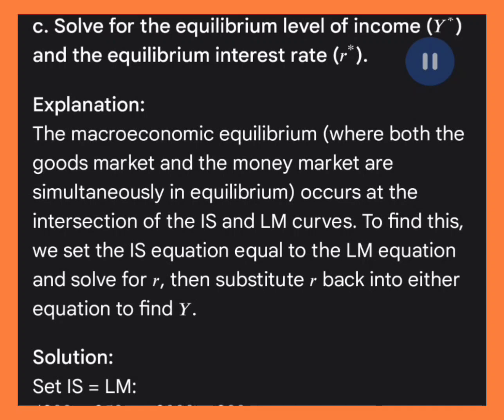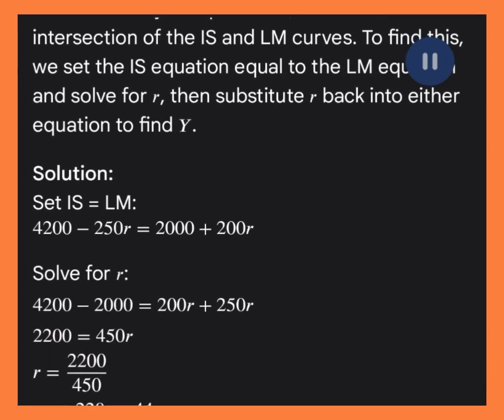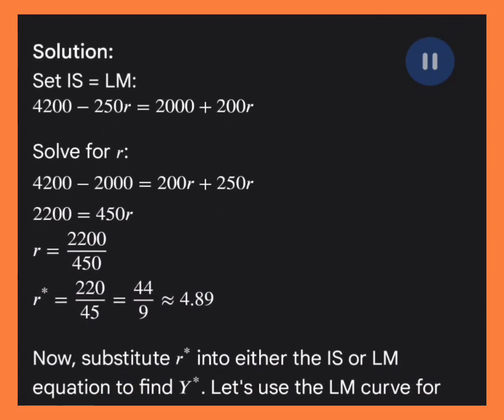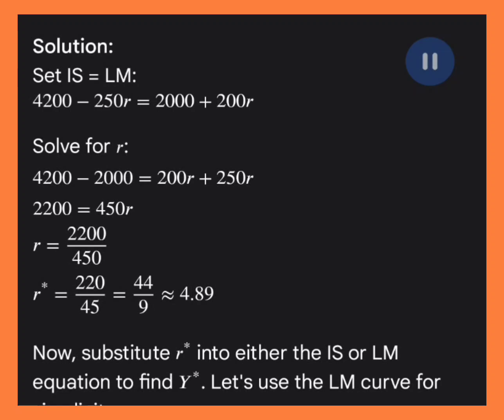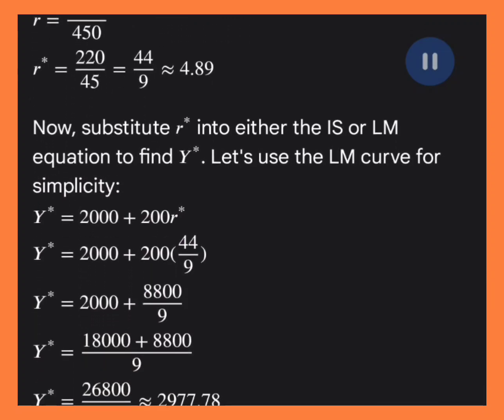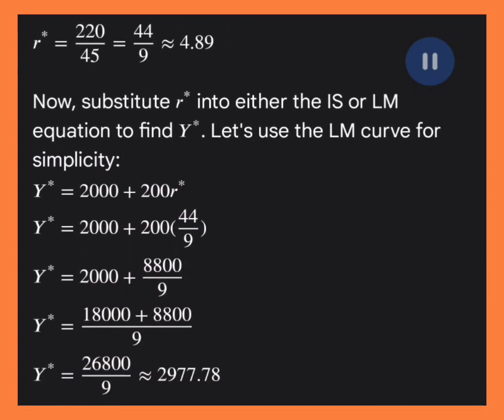Solution. Set IS equals LM. 4200 minus 250R equals 2000 plus 200R. Solve for R. 4200 minus 2000 equals 200R plus 250R. 2200 equals 450R. R* equals 2200/450, which equals 44/9, approximately 4.89. Now substitute R* into either the IS or LM equation to find Y*. Let's use the LM curve for simplicity.